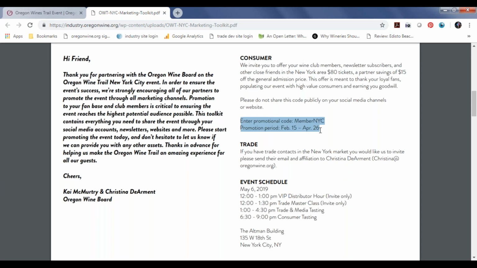which is tickets are on sale now, as I mentioned. They're currently $85 for early bird tickets. The general admission price is $95.